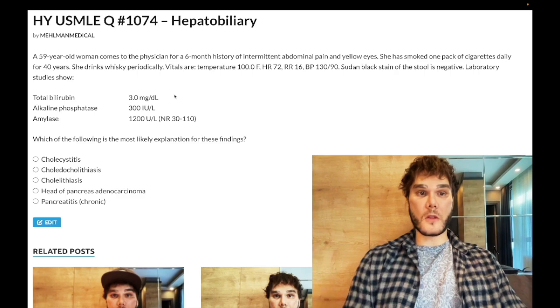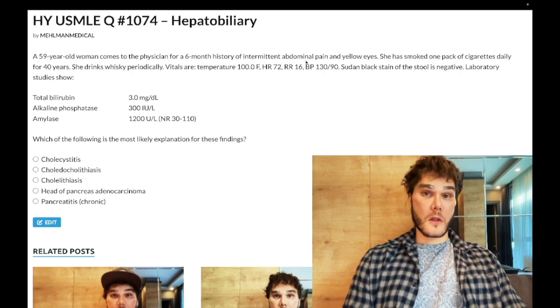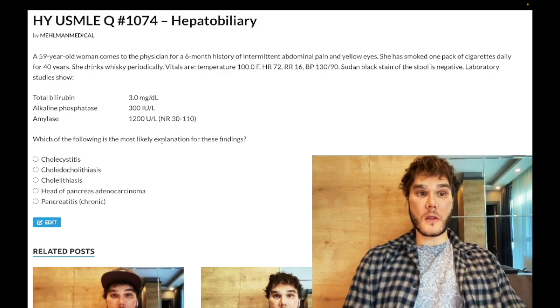Laboratory studies show elevated total bilirubin at 3, should be 1. Alkaline phosphatase is elevated at 300, should be 50 to 150, and then our amylase is elevated. I didn't give you the normal ranges for bilirubin and ALP because you can probably infer that they're high, because of the scleral icterus anyway, and none of our answers would reflect an unconjugated hyperbilirubinemia. So scleral icterus with answers that could only be obstructive jaundice tells us we're going to have a high ALP, which is secreted by bile duct epithelium, and a high conjugated fraction.